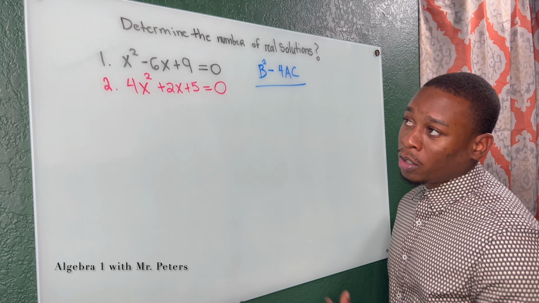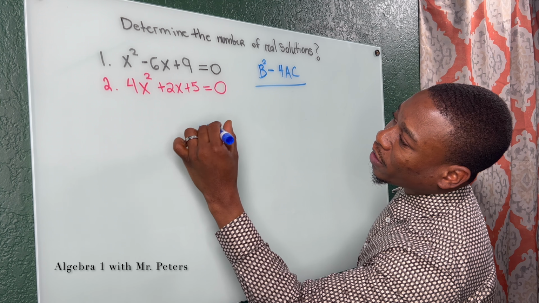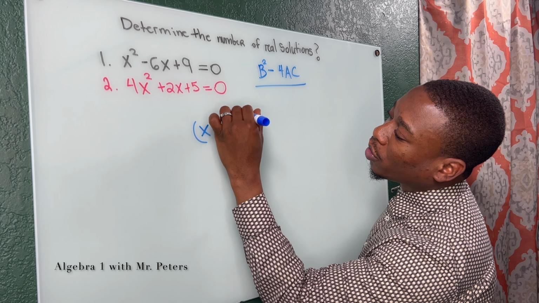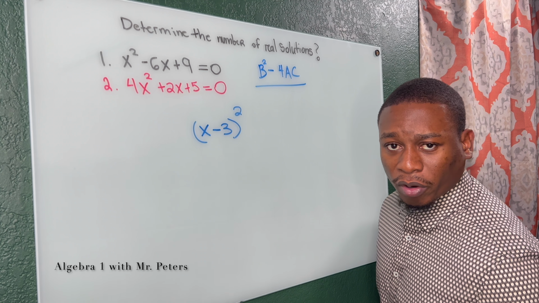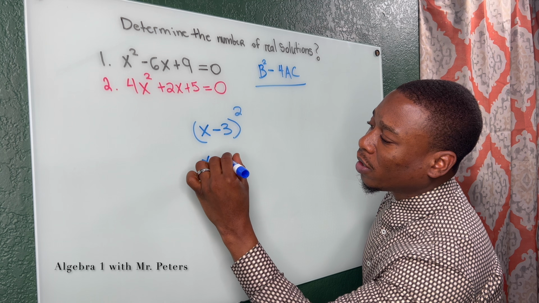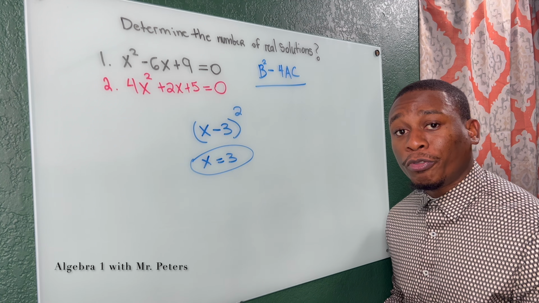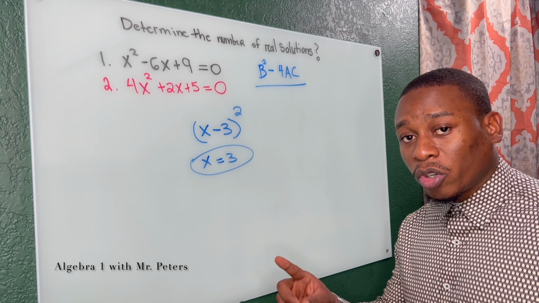So what does that mean? When we look at problem number one, we could factor this as x minus 3 squared. And once we solve for it, we know that our answer will be x is equal to 3. And even though we have two factors, because they're the same, we know we only have one real solution.